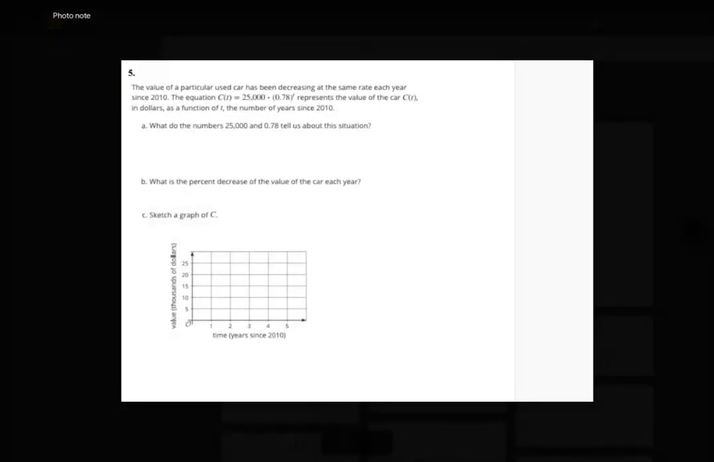Number 5. Not sure what's going on here.